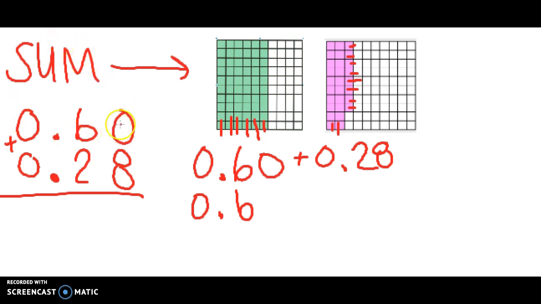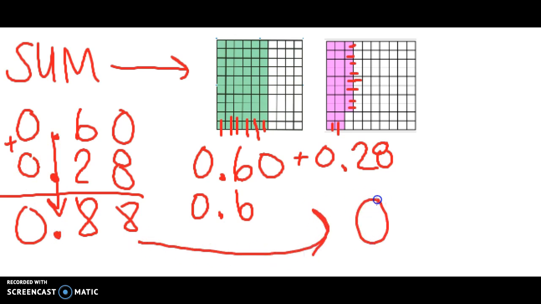Now I'm ready to add. 0 plus 8 is 8. 6 plus 2 is 8. 0 plus 0 is 0. And of course, our decimal remains the same, meaning our answer would be 0 and 88 hundredths.